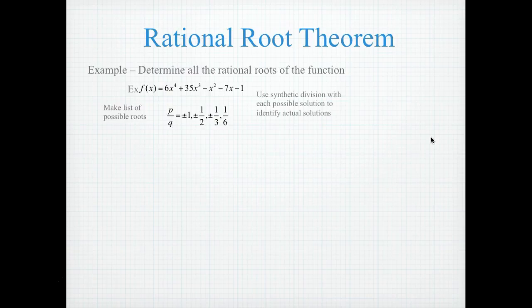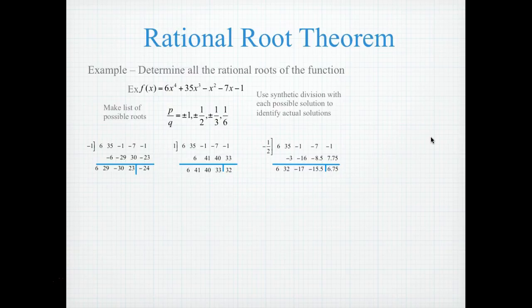So I'm going to use synthetic division with each of the 8 possibilities to identify which of the possible roots are actual solutions. Using negative 1, I get a remainder of negative 24. Using positive 1, I got a remainder of 32. Using negative 1/2, I got a decimal remainder, 6.75. Once decimals get introduced, you're not going to get away from them. So once you notice that you start working with decimals when you're using synthetic division, you can pretty much eliminate that solution from contention. So once you end up with negative 15.5 here, you know negative 1/2 is not going to work.